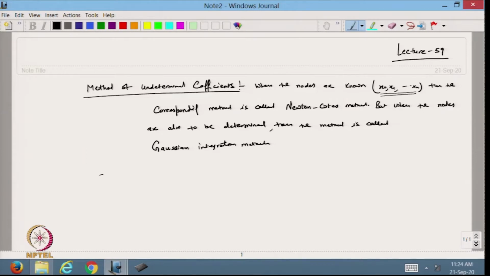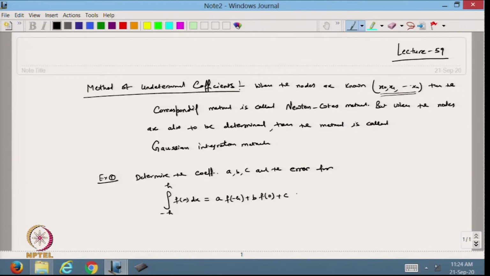So, let us take example 1. Determine the coefficients A, B, C and the error for the formula given to us: the integral from minus h to h of f(x) dx is approximately A f(-h) plus B f(0) plus C f(h).